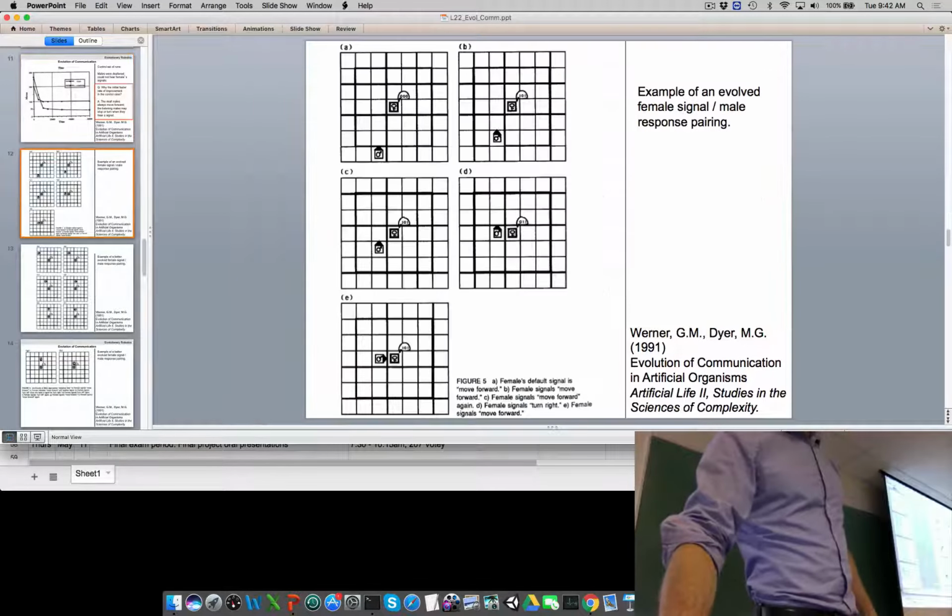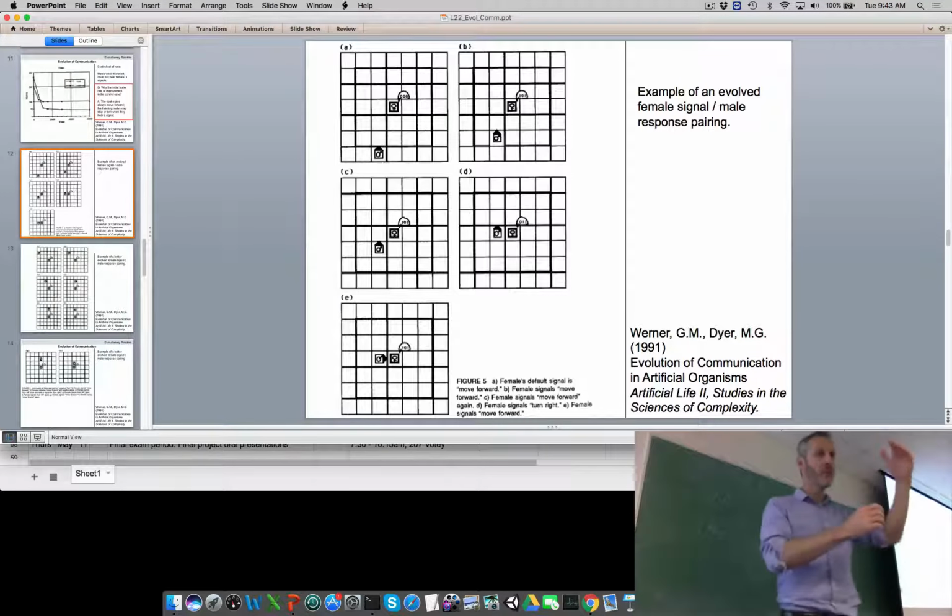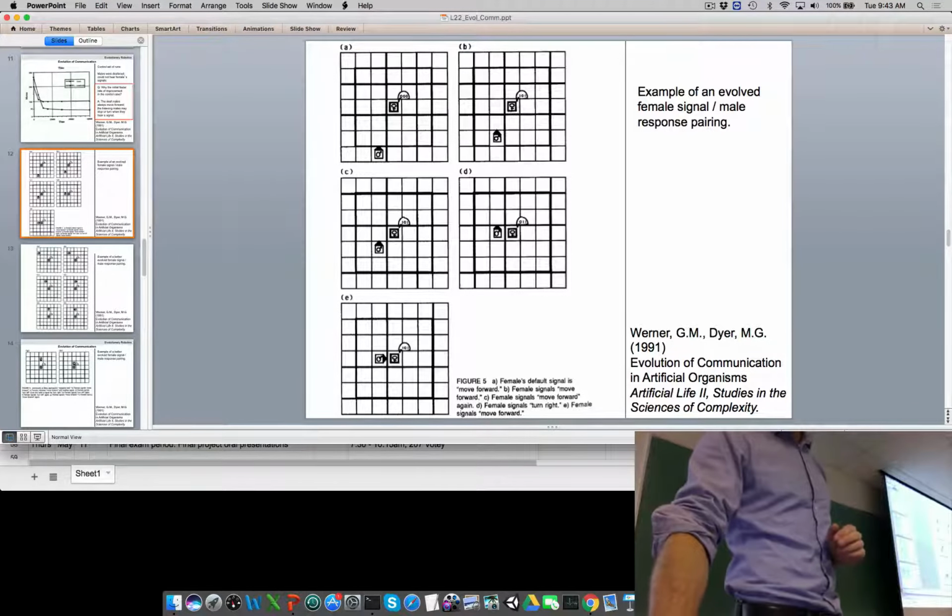Okay. We've just got a few minutes left, so we'll just have a look at a few more of these. Here's a very fancy animation of this evolved female signaling and male response pairing. So the female emits 0, 0, 0. Suddenly a male enters her territory. She changes from this signal to this signal, which the male either doesn't listen to or just continues to move forward. The male arrives on the same row. She changes her signal. The male turns right. She goes back to emitting the signal 1, 0, 1. The male moves forward, and they produce 2 offspring.